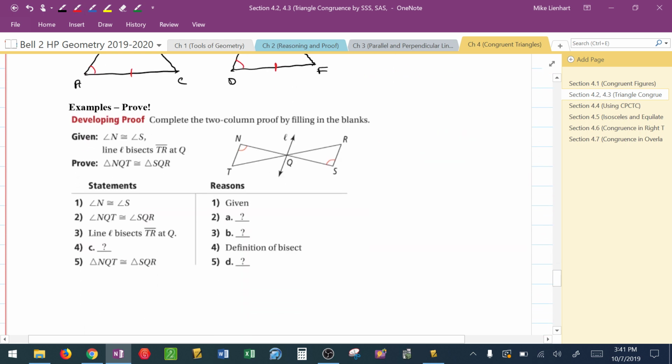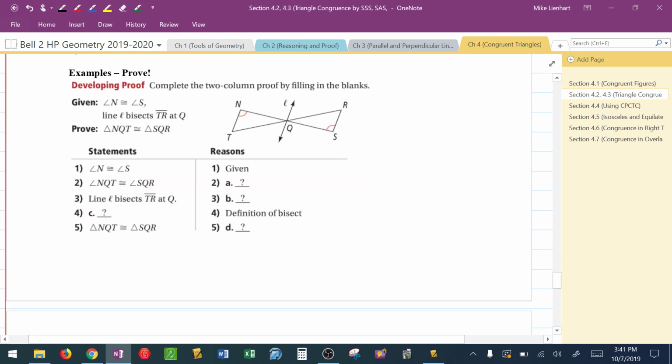All right? Let's take a look at this proof now. They want me to prove that these two triangles are congruent. They start off by giving me that N is congruent to S. Got it. That's given. Then they say angle NQT, that's this angle, is congruent to angle SQR, that's this angle. Why are those two angles congruent? They're congruent because vertical angles are congruent.